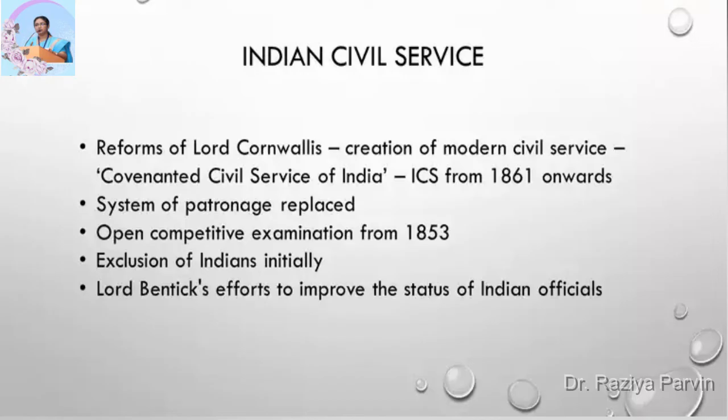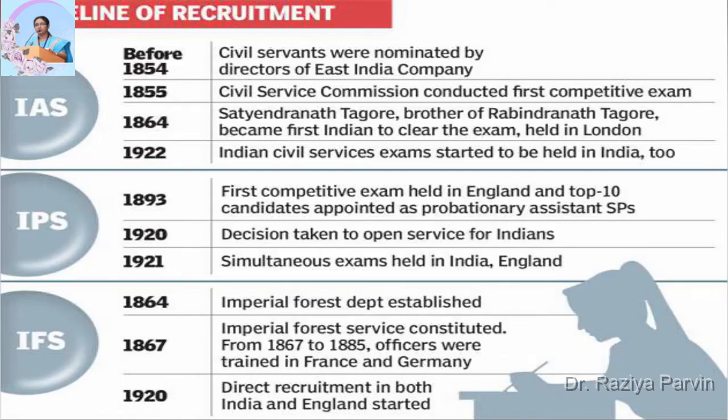So the creation of the modern civil service, called the Covenanted Civil Service of India, was from 1861 onwards, and the system of patronage got replaced. Open competitive examinations began from 1853, with exclusion of Indians initially, but later they got included. Lord Bentinck's efforts to improve the status of Indian officials was a good effort towards civil service in India. So when you look into the timeline of the recruitment, from before 1854 to 1920, you can have a look at the PPT over there.